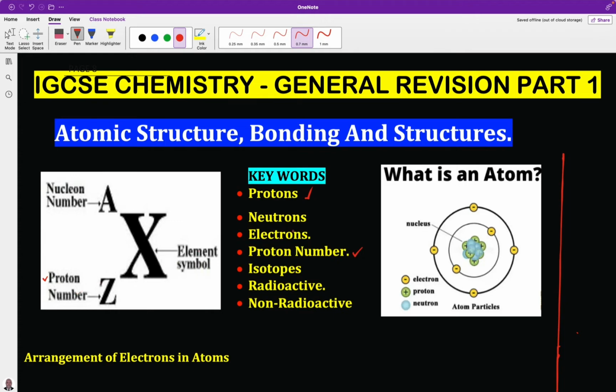What are neutrons? Of course, the neutron is one of the subatomic particles. Neutrons are uncharged particles in the nucleus of an atom, and they have the same relative mass as the proton, a mass of 1 atomic mass unit.